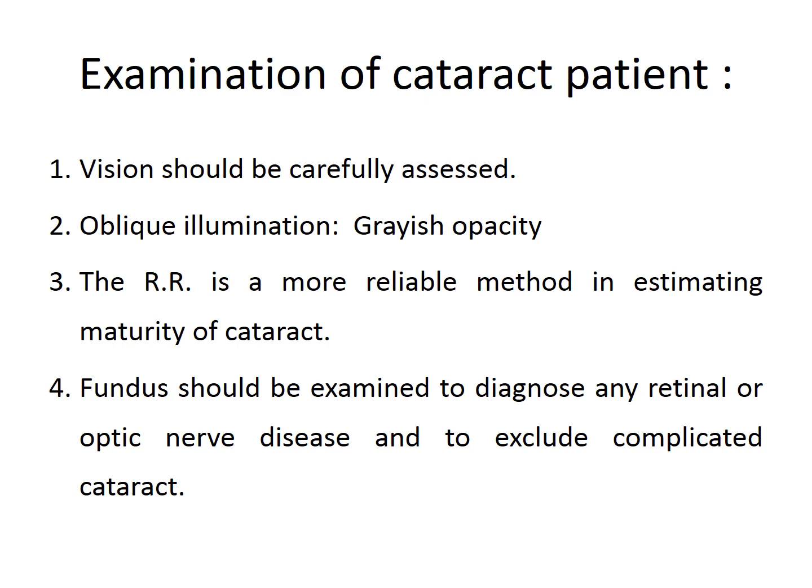We use oblique illumination to see the grayish opacity in the lens in case of senile immature cataract. However, in case of intumescent cataract, you may notice the glistening of the capsule, the pearly white color of the intumescent cataract. In case of hypermature cataract, you may see the tremulous, wrinkled capsule with secondary deposition. The red reflex is a more reliable method in estimating the maturity of the cataract, as we illustrated in the table.